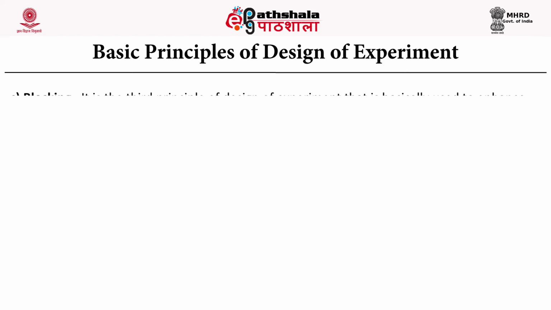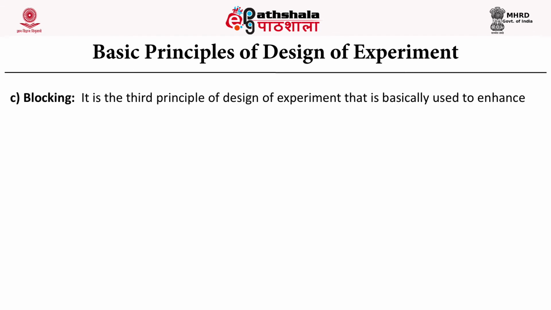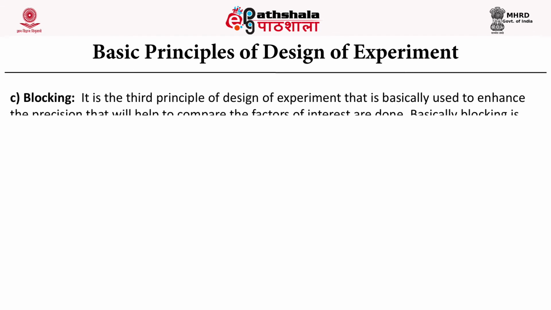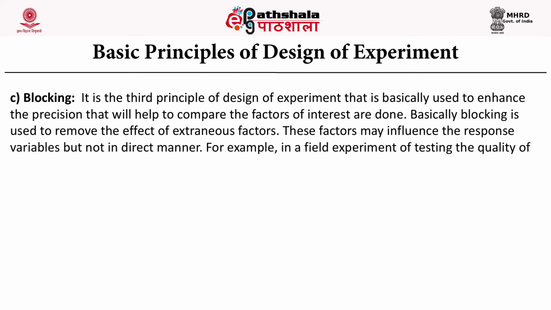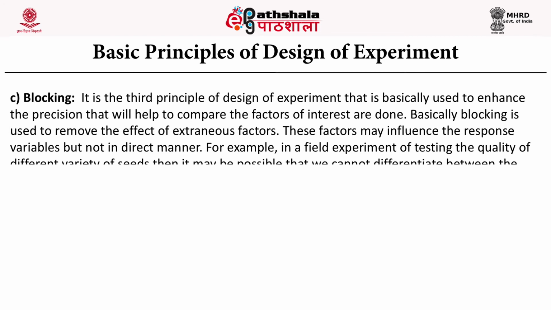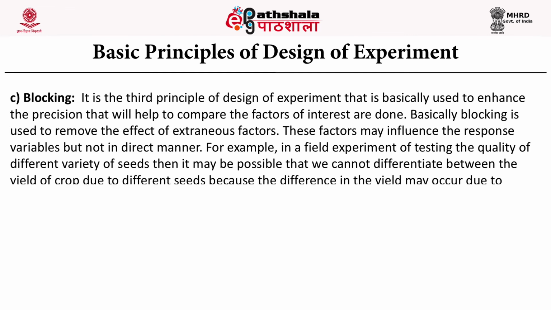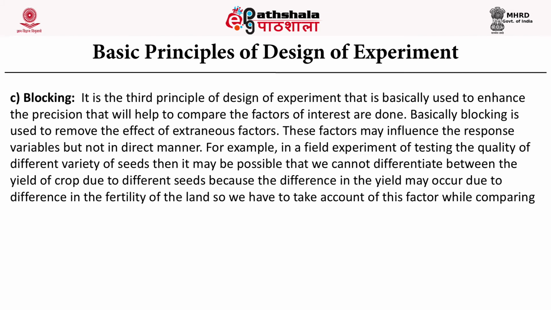Now, we will discuss the third basic principle of design of experiment. It is called blocking, or it is also called local control. It is the third principle of design of experiment that is basically used to enhance the precision of the comparisons of the factors of interest. Basically, blocking is used to remove the effect of extraneous factors.